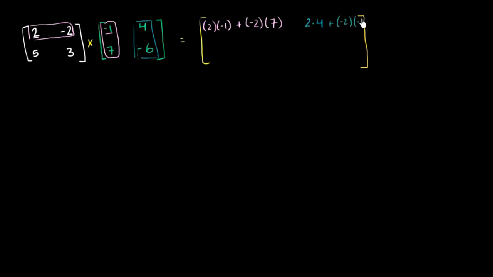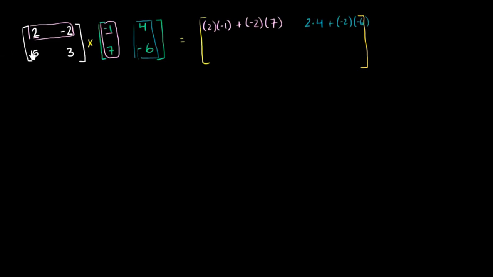times -6. At this point, I encourage you to pause the video and, seeing what you just saw, see if you can complete this. See if you can figure out the bottom left entry and the bottom right entry. I'll give you a clue: it has something to do with this second row here. I'm assuming you've given it a go. Now let's just power through it together.